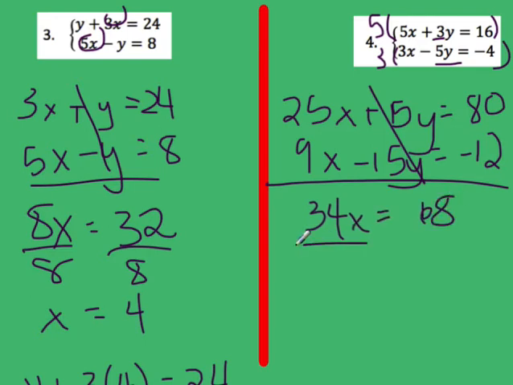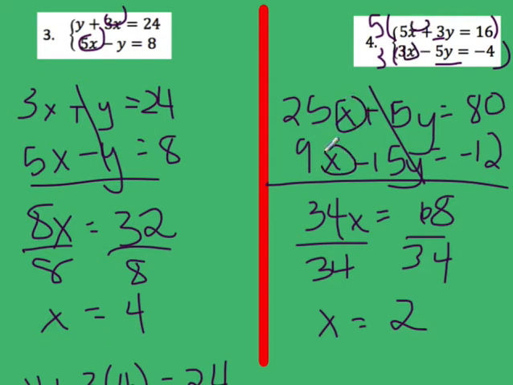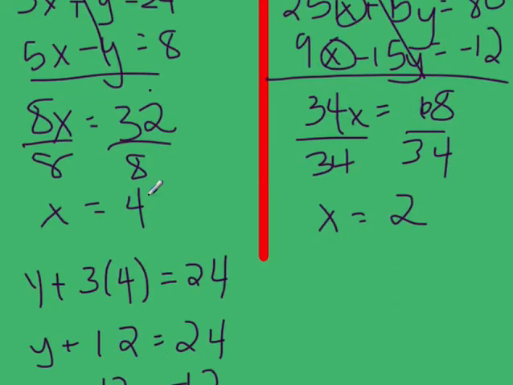So now I'm going to go ahead and divide both sides by that 34. So then I get that x is equal to 68 divided by 34, and that's going to be equal to 2. So now that I know that x is equal to 2, I can plug it into either one of these, or I could even plug it into one of them that I created. Now these have smaller numbers, so I prefer to pick one of those. So I'm just going to use the top one.